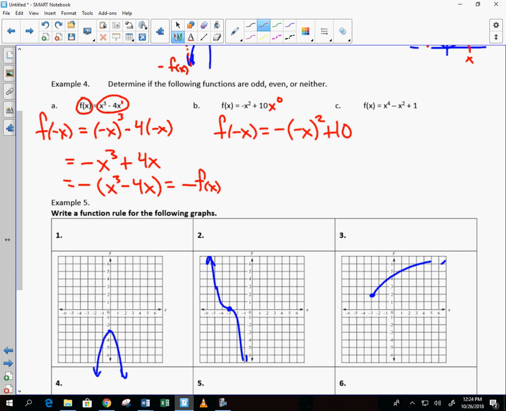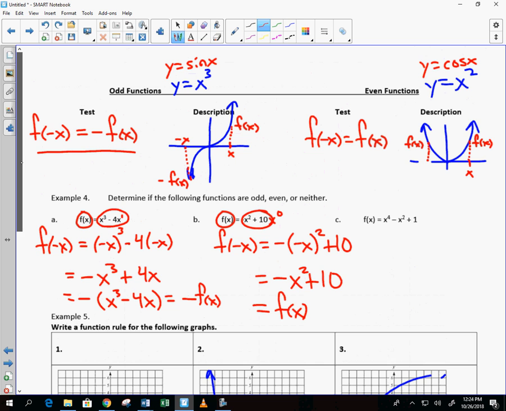Well, order of operations says that I need to square this first. A negative x squared will be x squared. Then I multiply it by negative 1, so I get negative x squared. Is that the same as what I started with? It is. In fact, it's the same as f of x. So our line of logic just stated that f of negative x is f of x, which is what we wanted to show for an even function.